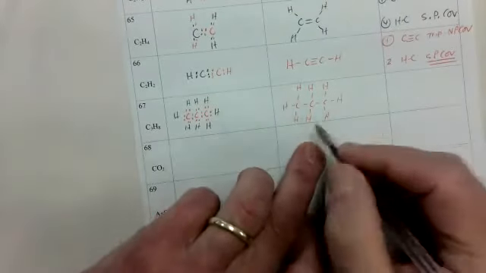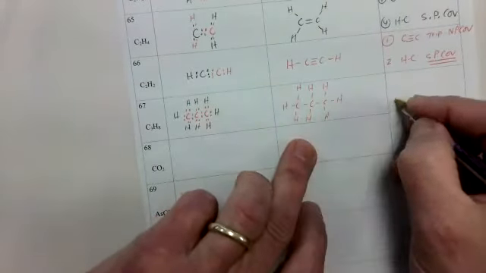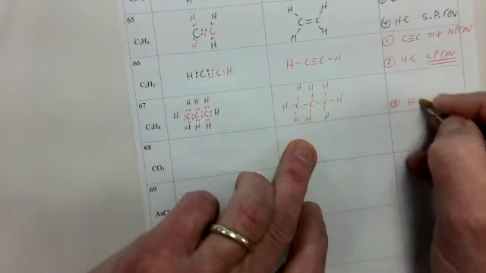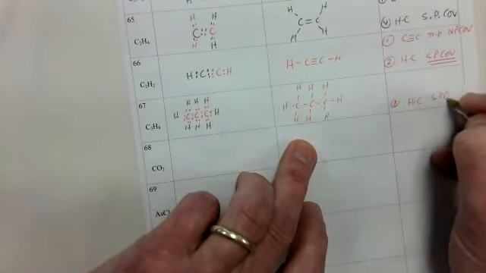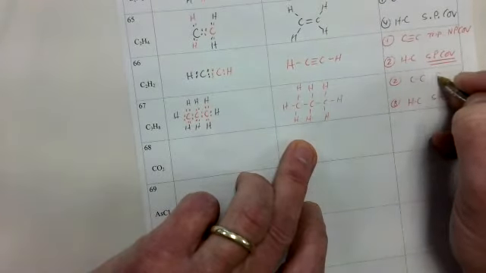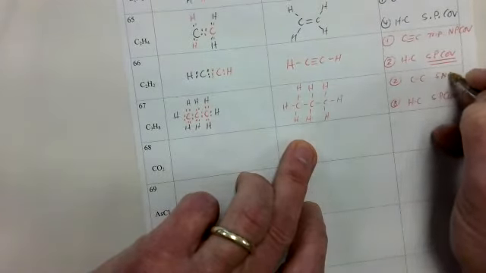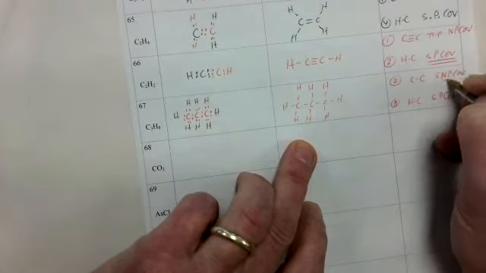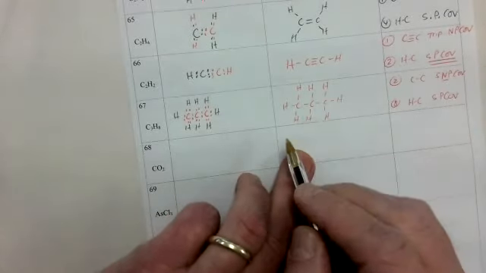So we have 8 hydrogen carbon bonds, which are single polar covalent. And then we're going to have 2 carbon to carbon bonds. In this case, they are single nonpolar covalent. Carbon to carbon, carbon to carbon.